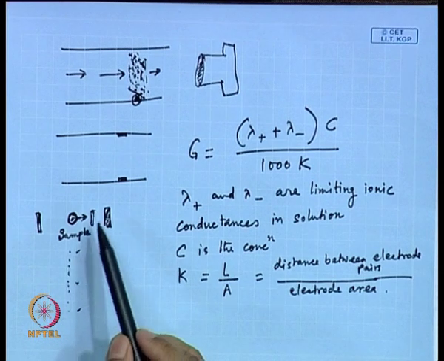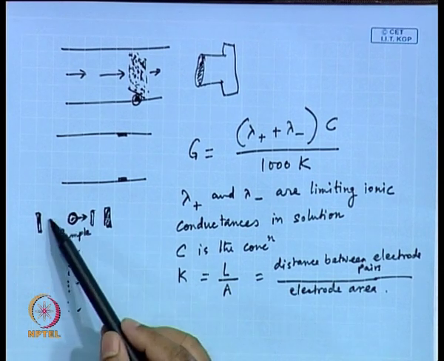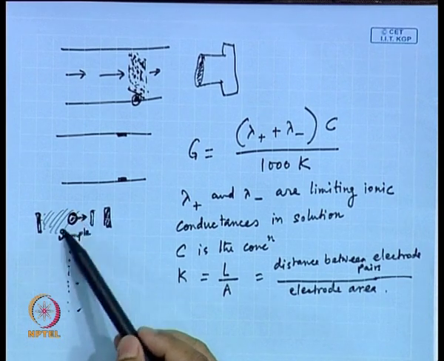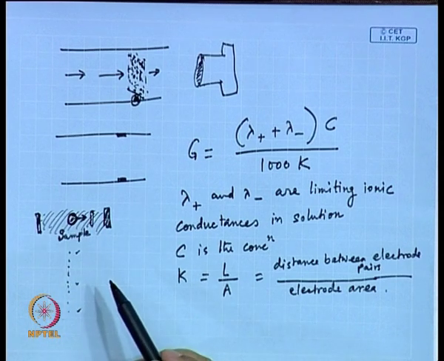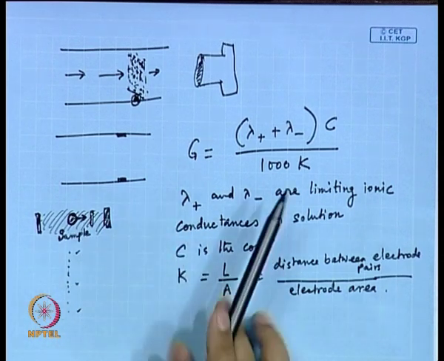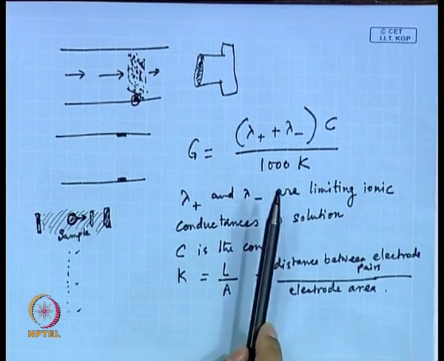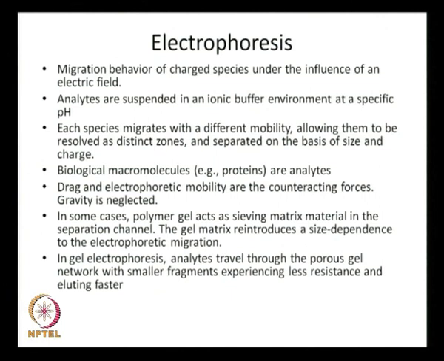And in some cases, on top of this, you have a polymer gel placed between these two electrodes. So, basically the sample is moving through this polymer gel. In some cases the polymer gel acts as a sieving matrix material in the separation channel. Gel matrix reintroduces a size dependence to the electrophoretic migration. That is, in gel electrophoresis, analytes travel through the porous gel network with smaller fragments experiencing less resistance and eluting faster. Do you understand what a gel is?